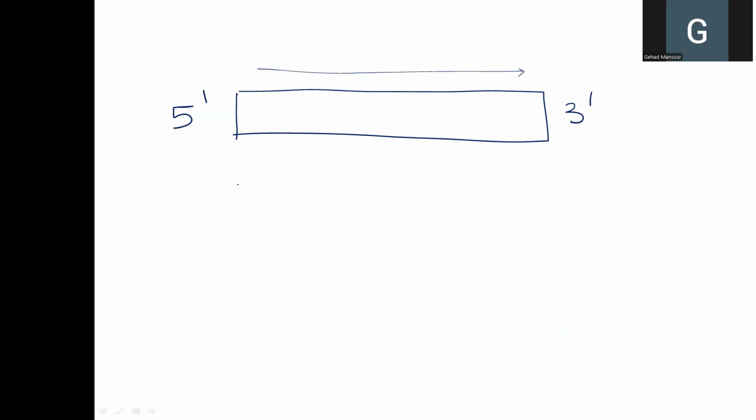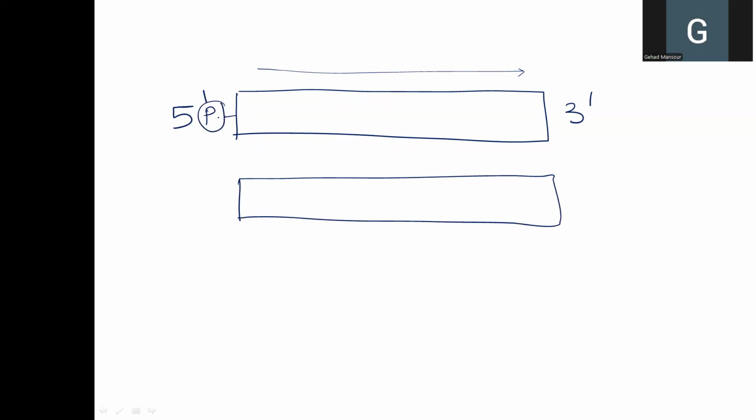And of course, the other strand would be like this, meaning that if this end is the 5 prime end having a free phosphate group, then this end would be the 3 prime end having a hydroxyl group. And this side, if it is 3 prime, then this side is definitely 5 prime.